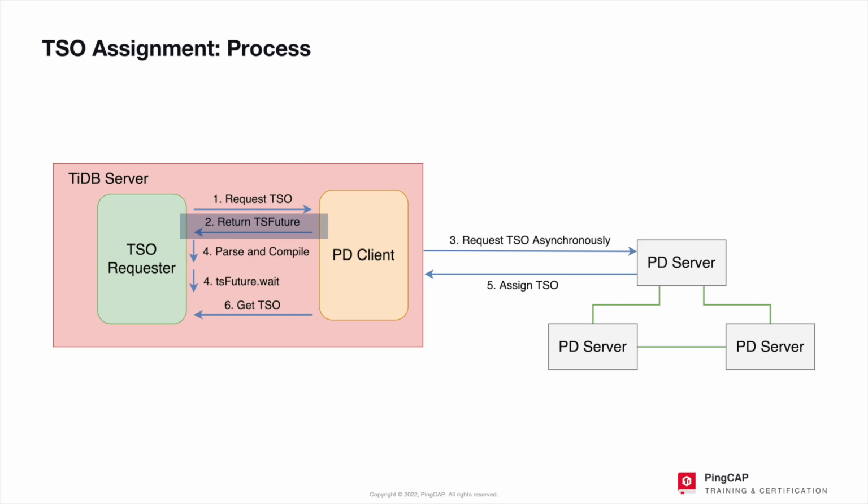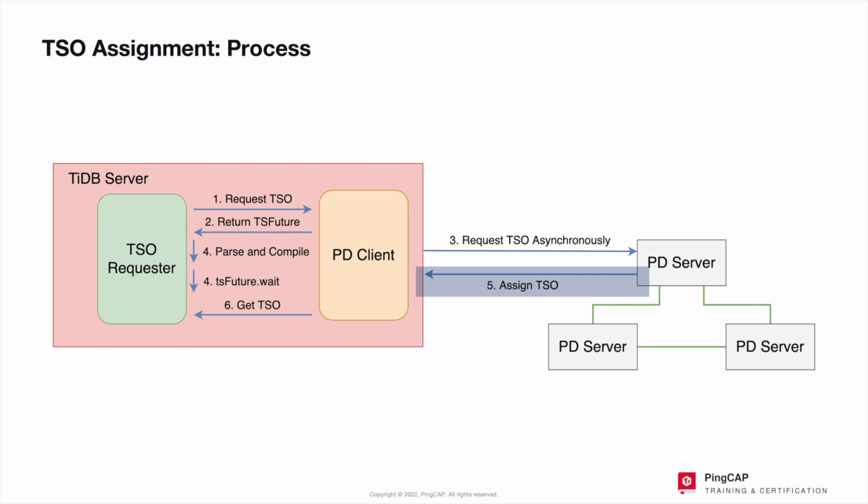Arrow 2 shows the PD client module immediately returns the TSO to the requester using a TS_future object. Arrow 3, after receiving the TS_future, the TSO requester caches it and immediately starts to parse and compile the SQL statement. Arrow 4, once the parse and compile process completes, TiDB server calls the wait method of TS_future to wait for the TSO to return. Arrow 5, while the TSO requester waits, the PD returns the TSO to the PD client asynchronously through a remote procedure call, or Google's remote procedure call.